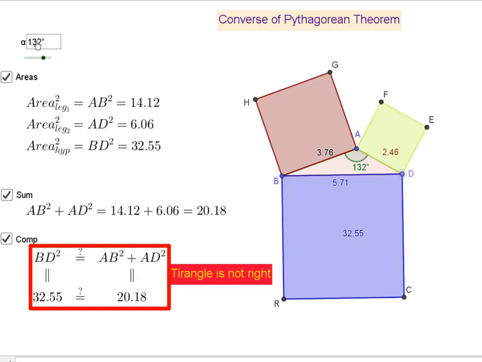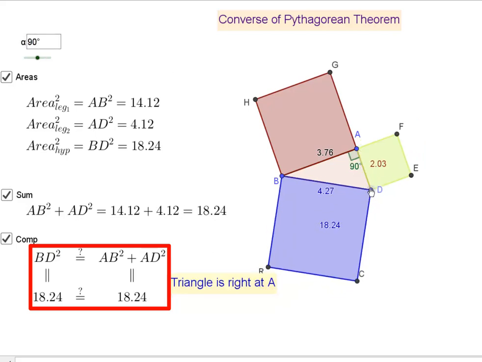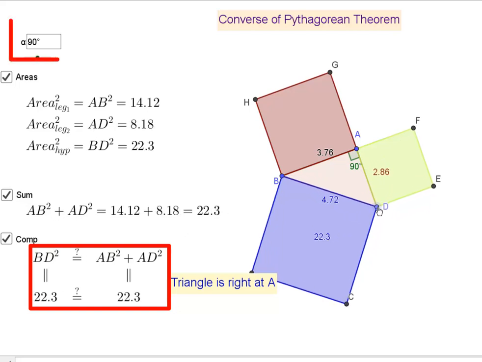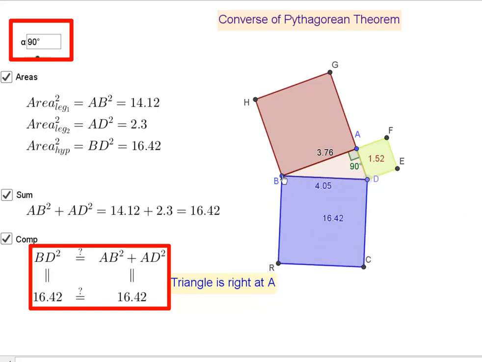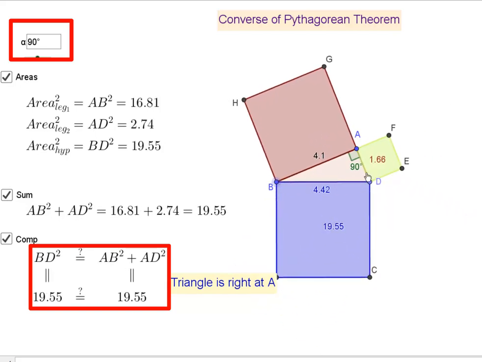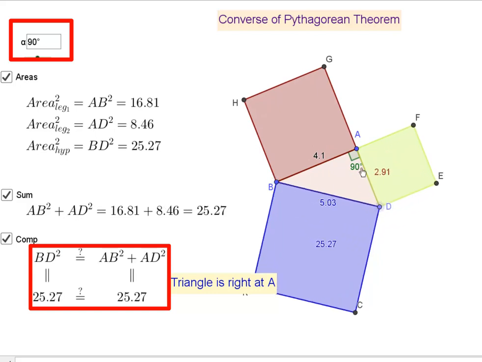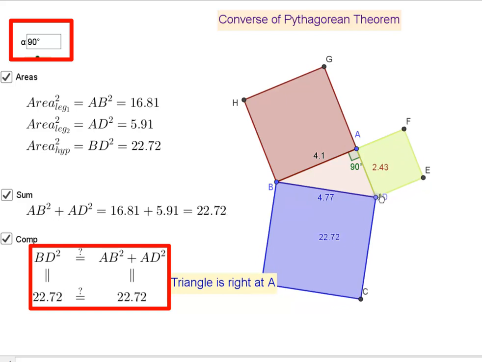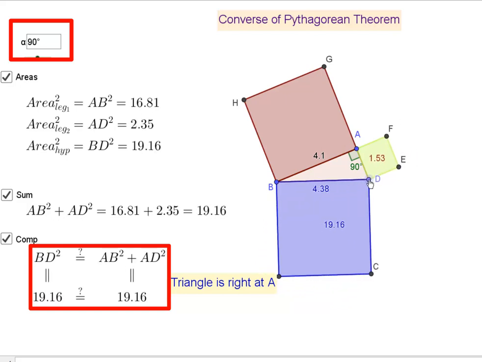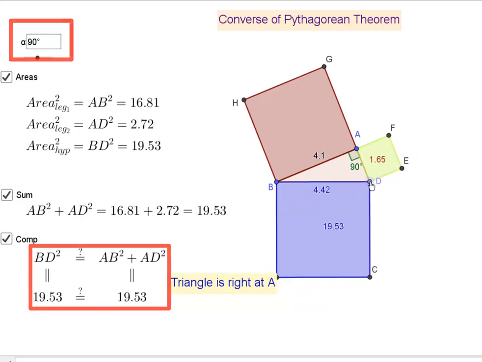But what if we change the angle to be 90 degrees? What will happen? Yes, the sum of the squares of the smaller sides is equal to the square of the longest side. Hence, we can say that if the sum of the squares of the smaller sides is equal to the square of the longest side, the triangle is right. Now we know how to prove a triangle to be right by Converse of Pythagoras.